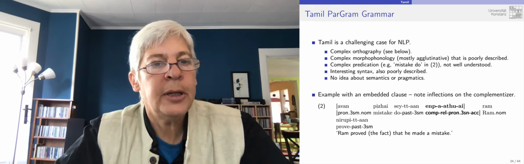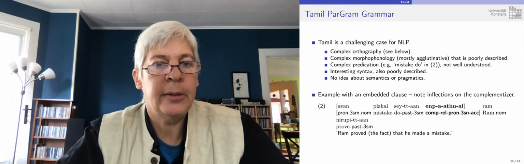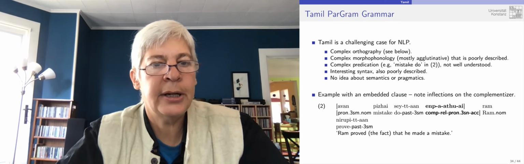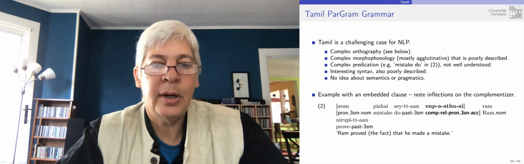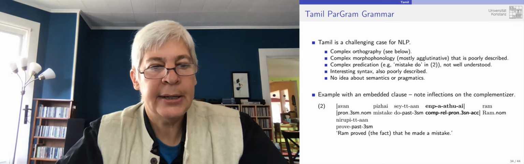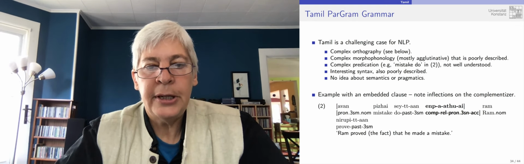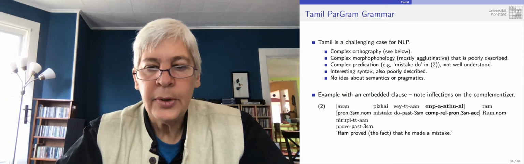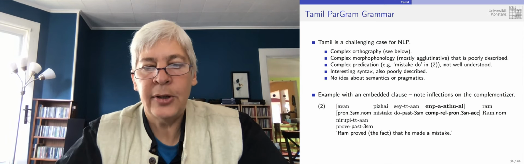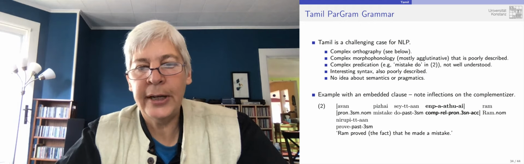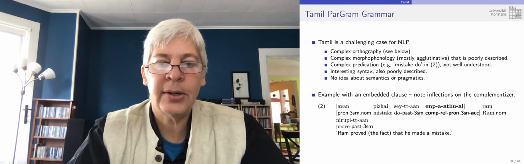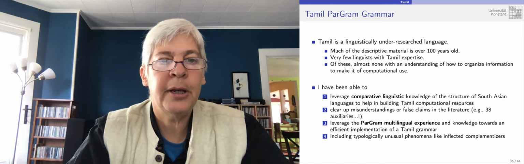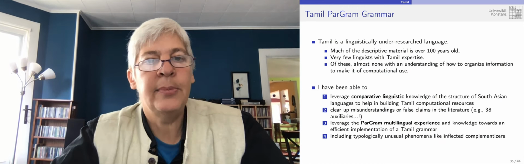And it's interesting for me because Tamil is a challenging case for NLP. There's complex orthography, complex morphophonology, complex predication. Syntax is interesting, but poorly described. And one knows very little about its semantics and pragmatics. I've given you an example here just as a flavor. I won't go through it much, but just note that you have this complementizer that, which has lots of inflections. Now, this is typologically quite unusual, and we've spent a little bit of time trying to understand that. We are publishing a paper this year on that, so there'll be some new research on Tamil.